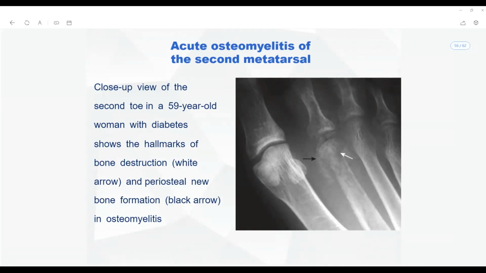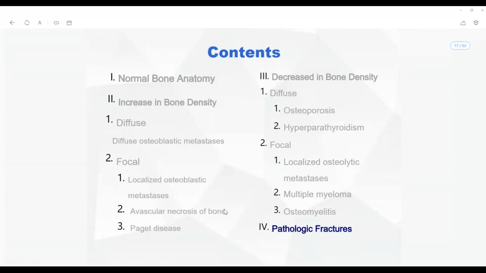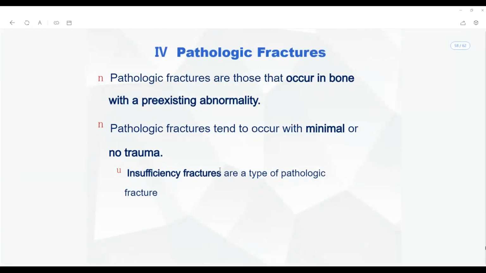Right? So you just need to know these terms. You need not remember because all of the radiographic appearances look the same, right? The last one we are going to look at is the pathological fractures, right?